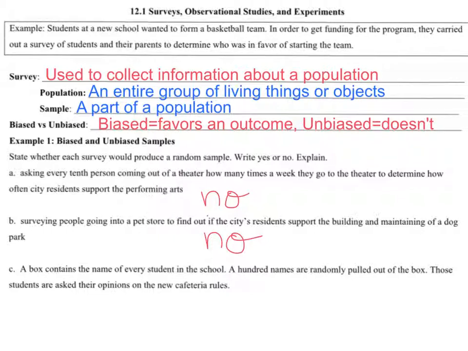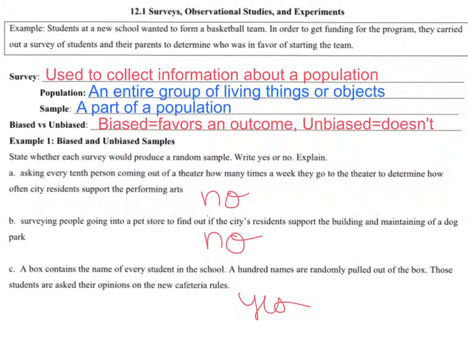And then C, a box contains the name of every student in the school. 100 names are randomly pulled out of the box. Those students are asked their opinions on the new cafeteria rules. Now in this case, this is every student in the school, and then we're randomly selecting some of these students to give us their opinion. So this one is going to be random. We can also say yes on this one because everyone in the population has an equal chance to be part of the sample.